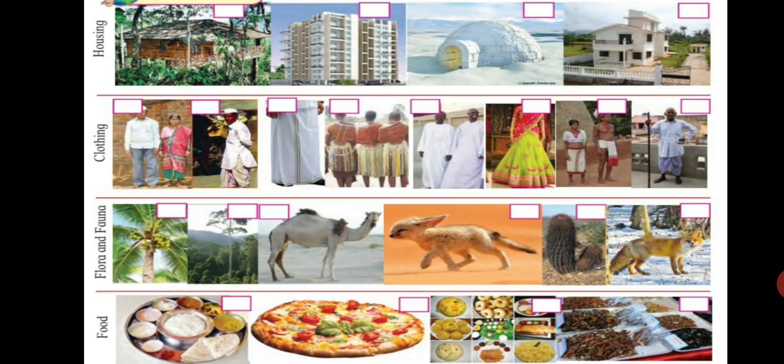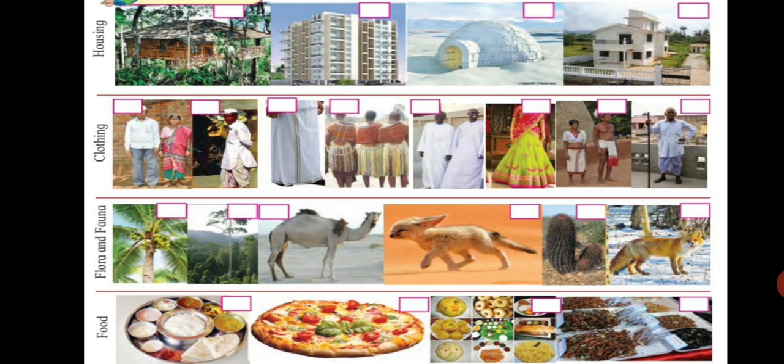Dear students, in the following images, you can see different types of housing, clothing, flora and fauna, and a variety of food. These images have a box on the top, so you can do a small activity here. It's in your textbook on page 30 and 31.